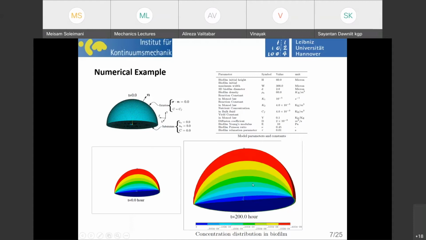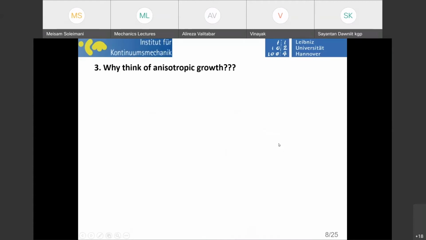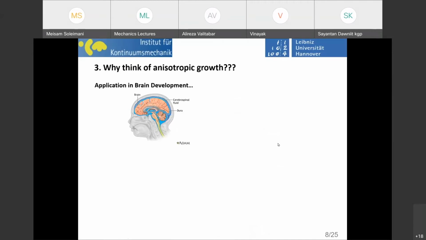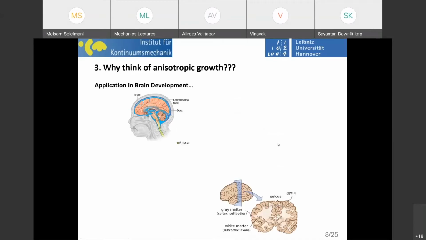But nevertheless, you can see that after 200 hours, it swells, it grows, and everything is isotropic. So the sphere remains sphere, right? The sphere remains sphere. It gets basically larger, and these are the material properties. For more details, you might go to those two papers that I was talking about. Then I want to talk about anisotropic growth, why this anisotropy is important.